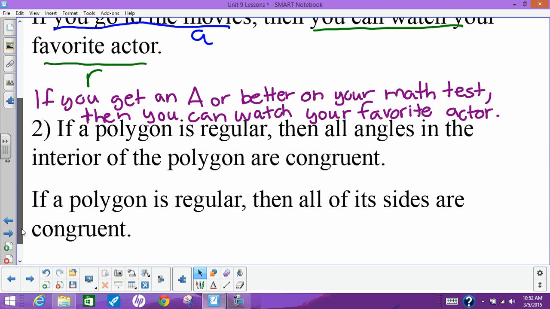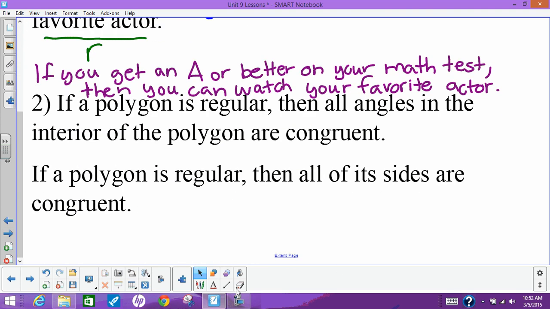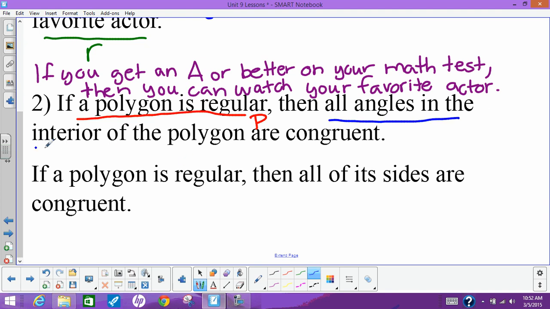So let's look at an example where we can't draw a conclusion. We'll look at our first statement. A polygon is regular. That's our P. Our Q is all angles in the interior of the polygon are congruent. I know that's a little bit long.